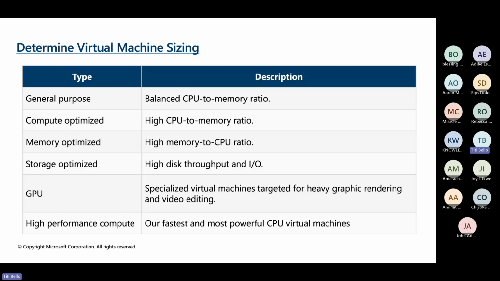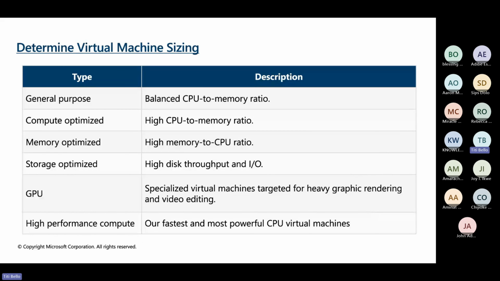Then the GPU: specialized virtual machines targeted for heavy graphic rendering and video editing. This is like what people in the gaming world use. When they're creating virtual machines, they have to think of the kind that would carry high graphics and high video editing. Then high performance compute: the fastest, most powerful CPU virtual machines. It's fast and it's powerful.